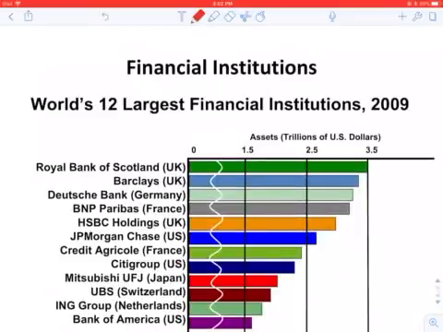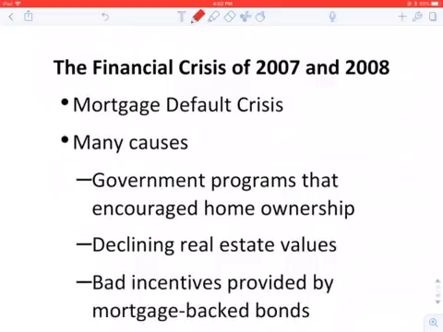So you can see the largest financial institutions. That's kind of interesting. Pause if you'd like. Notice we've talked a lot about the mortgage default crisis, but there's a lot of different causes. During the 80s, we made a big priority to purchase homes. Then real estate values went down. And then we have the whole mortgage-backed securities situation that you know about from watching The Big Short.